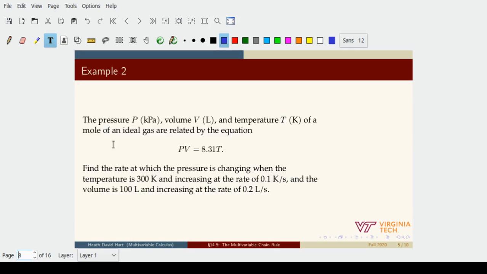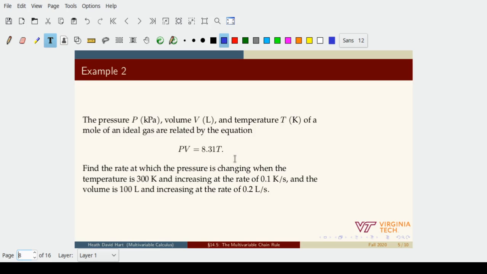In this example, the pressure and the volume and the temperature of a mole of an ideal gas are related by this equation. P times V equals 8.31 is our particular value for NR in this case. And then we have a temperature T. Find the rate at which the pressure is changing when the temperature is 300 kelvins and increasing at the rate of 0.1 kelvins per second, and the volume is 100 liters and increasing at the rate of 0.2 liters per second. Okay? So we want to find the rate at which the pressure is changing.